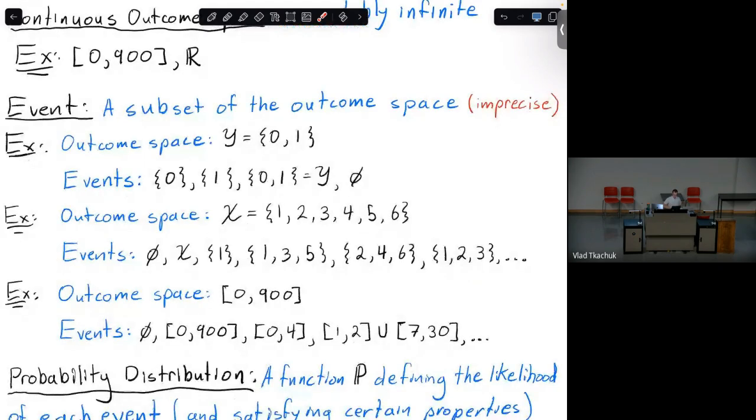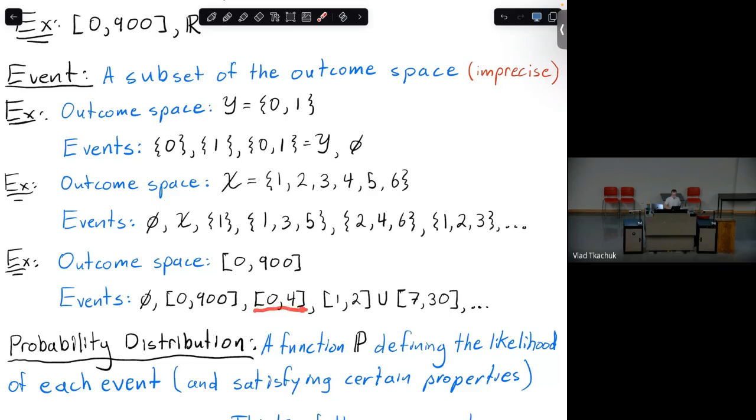Okay, and similarly for the wine example, you could have the probability of getting a wine that has 0 to 4 milligrams of some chemical, or 1 to 2 milligrams, or 7 to 30. This is where the union thing kind of comes in. But okay, events are just subsets of the outcome space.